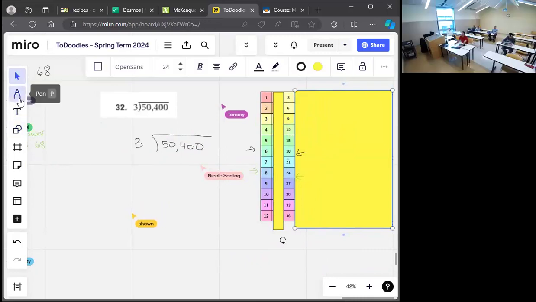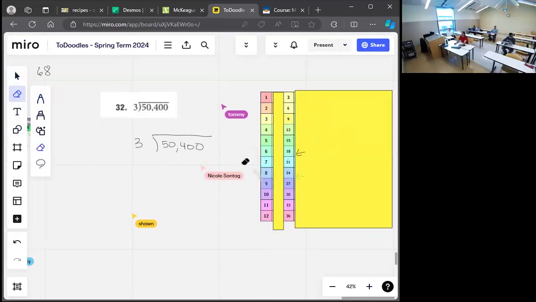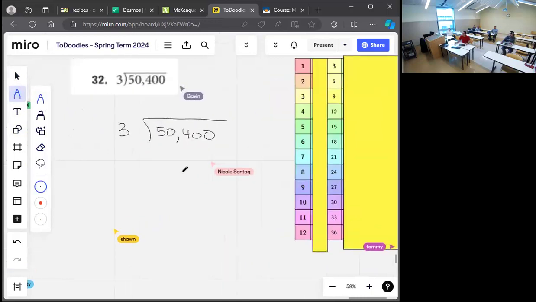There we go. And I will erase these zeros because I don't know if 6 and 8 are going to matter anymore. Okay, ready to start? So how many times does 3, can we put something right above the 5? Can 3 go into 5? Sure, 5 is bigger.